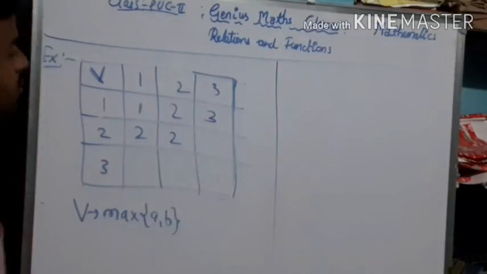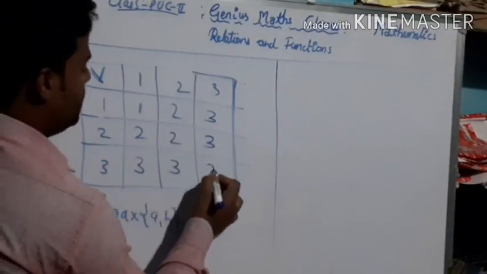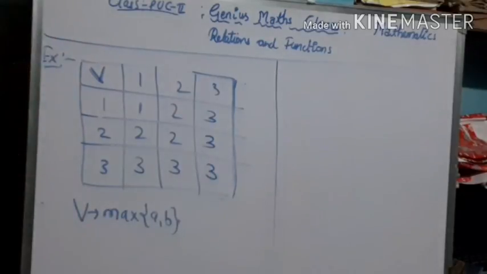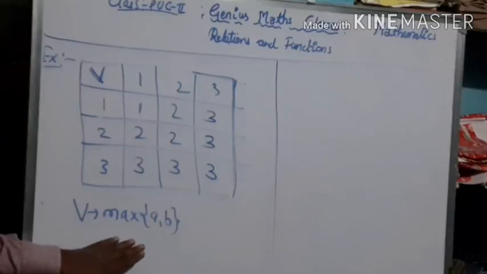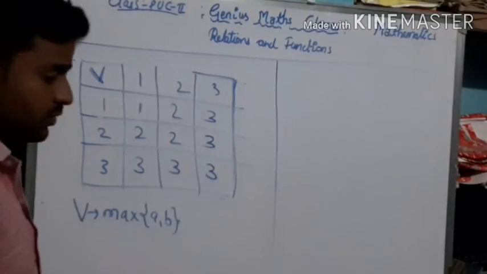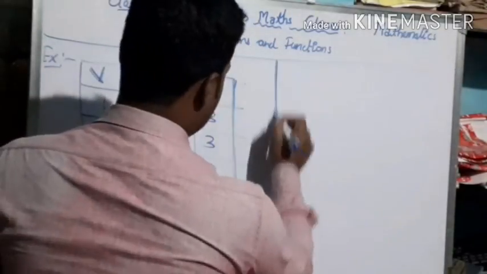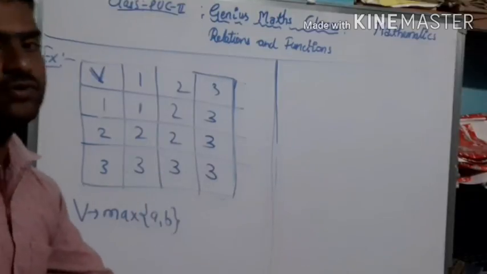Again, 2 comma 3, 3 is the maximum number. 3 comma 1, 3 is the maximum number. Here 3, here also 3. Okay, so this operation will lead you to one more definition, that is called commutative law. One more property of this binary operation is commutative.